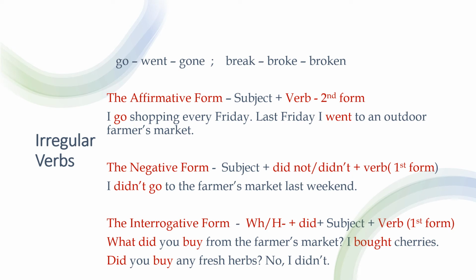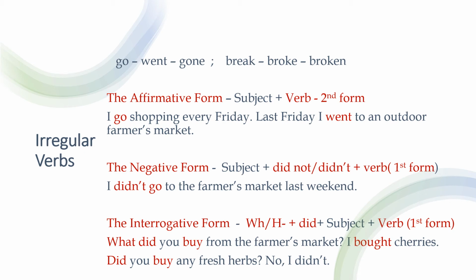So, for the affirmative form of an irregular verb, we are going to simply use the second form for all persons. I go shopping every Friday. Last Friday I went to an outdoor farmer's market. She went to the mall. They went to the grocery store. We used went for all the persons.